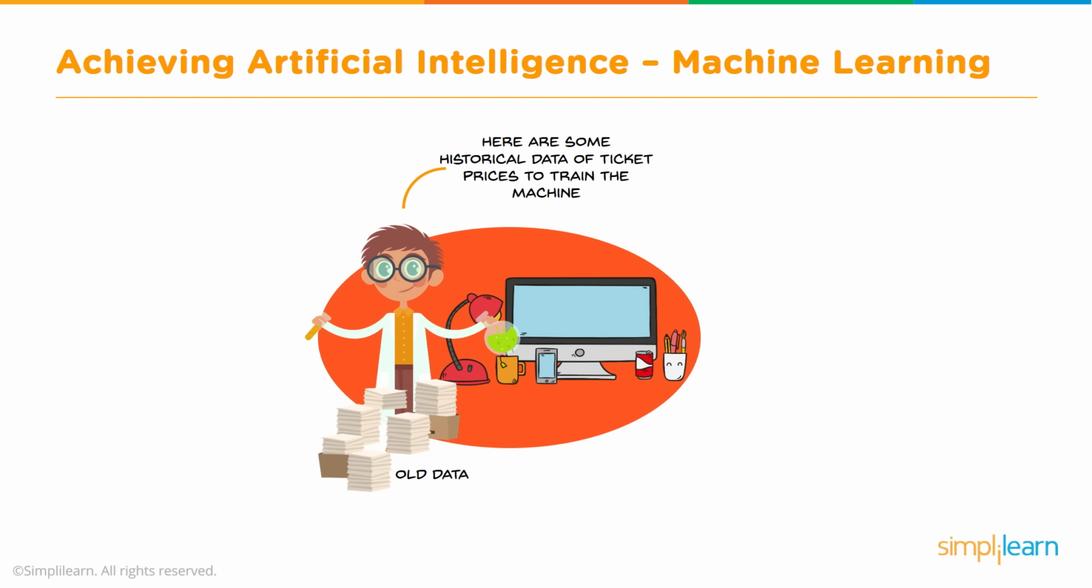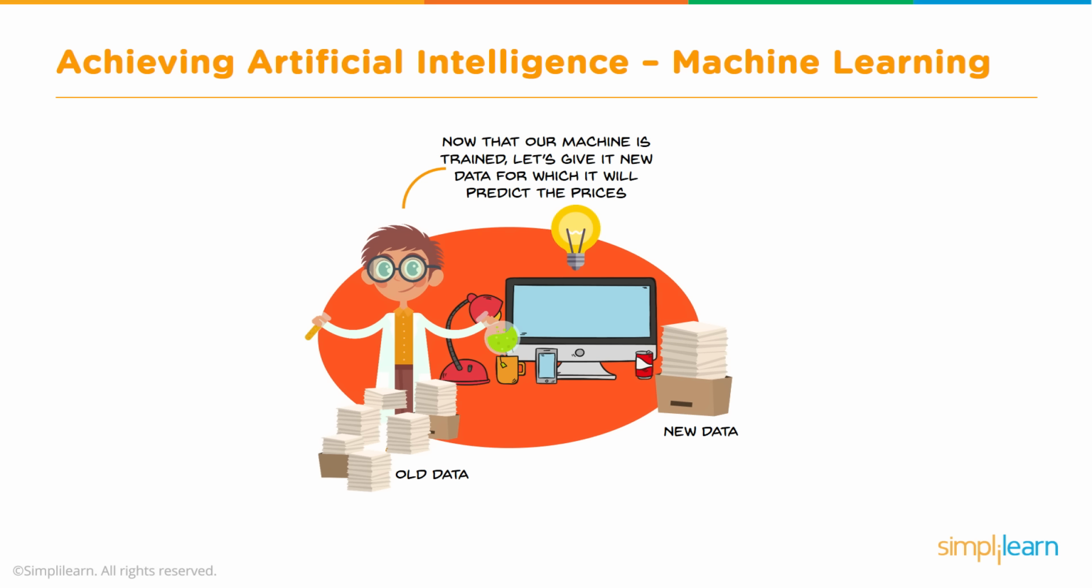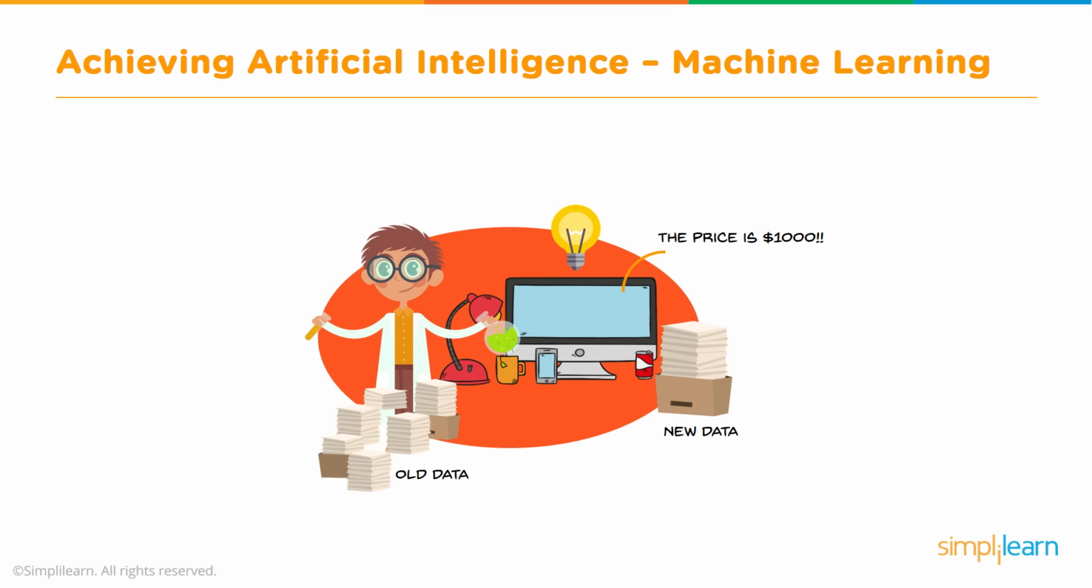So we pull in the old data. This is what's happened over the years. Now that our machine is trained, let's give it new data for which it will predict the prices. And if you remember from our 4 different kinds of machines, we have machines with memory. Well, this is the memory part. It remembers all the old data and then it compares what you put in to produce the new data, to predict the new prices. The price is $1,000.